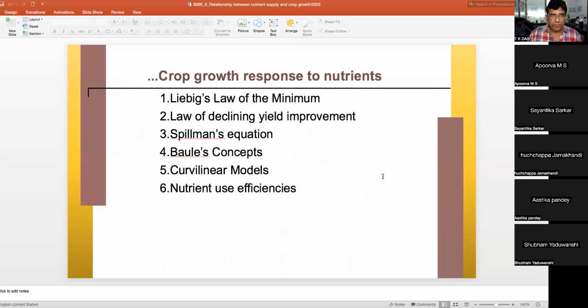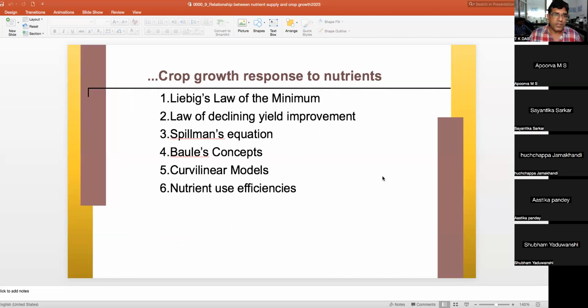Now, what can be done? How can we find out the optimum level of supply of nutrients? How to get it, how to know it? There are different techniques, tools, laws or views available to understand how the supply of the nutrient is related to the growth of the crops.